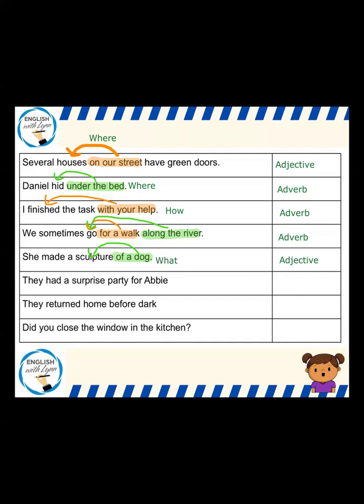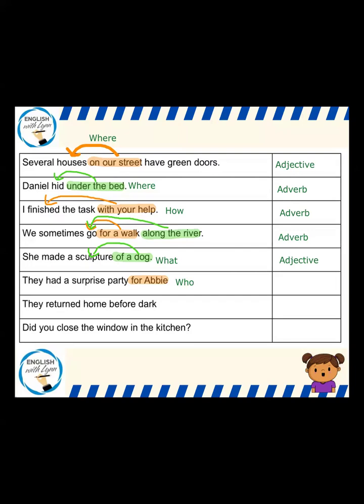Now, the next one, they had a surprise party for Abby. And this one is kind of tricky because you need to know your word classes to be able to work this one out. And I've spotted my prepositional phrase, I've spotted that part quite easily because I know that for Abby is who the party is for. Okay, so I can make a note here that I know it is who the party is for.